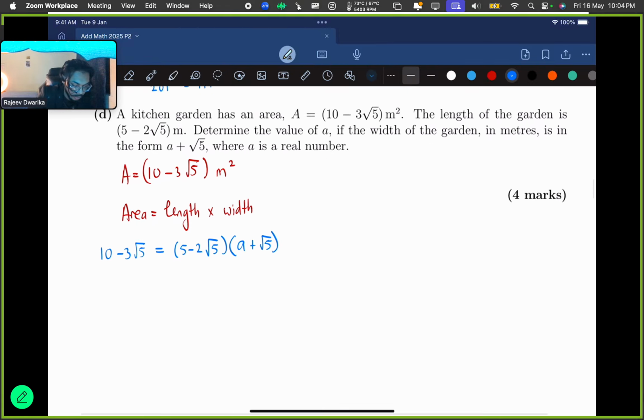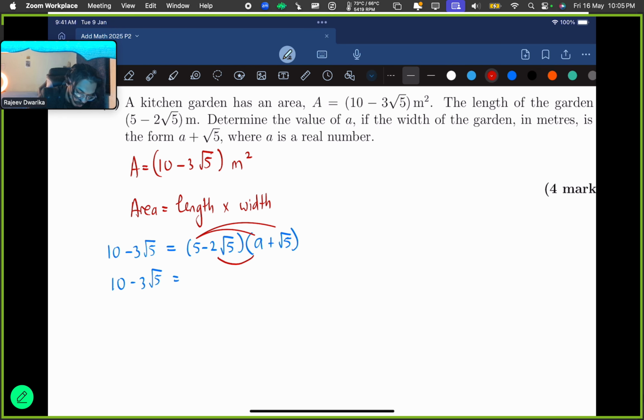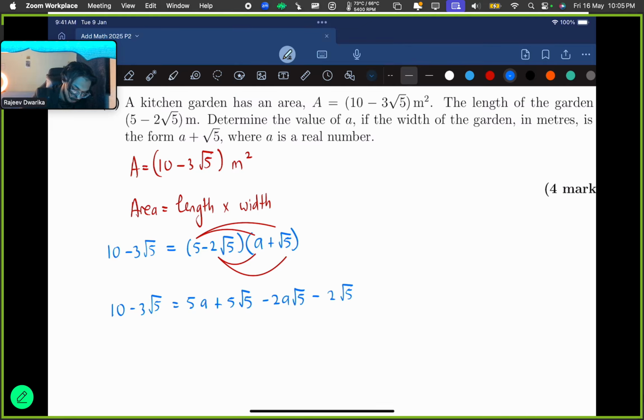Yes, sir. Okay, cool. So next up, we have two binomial expressions, so we need to expand that. To expand that, I'm going to put the arrows. So that's going to be 5 by A, and then 5 by root 5, then minus 2 root 5 by A, and minus 2 root 5 by root 5. Alright? So that's going to be 5A plus 5 root 5 minus 2A root 5. I'll take my time. I don't want anybody to get lost. Minus 2 by 5. Right?